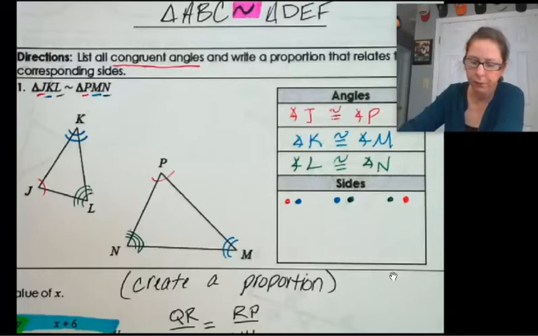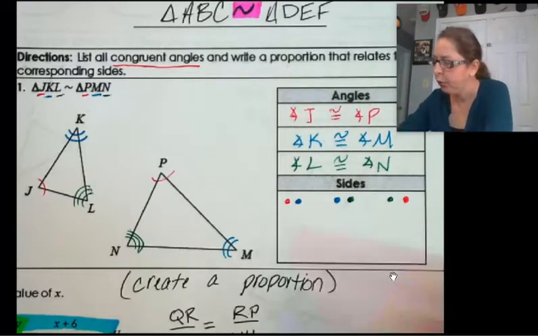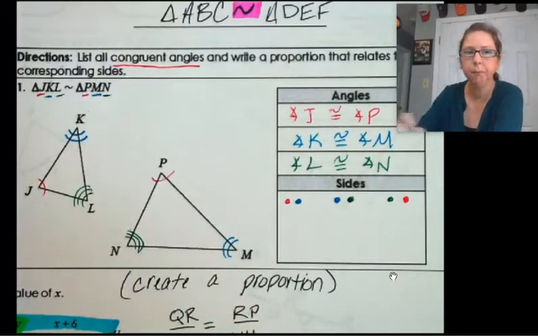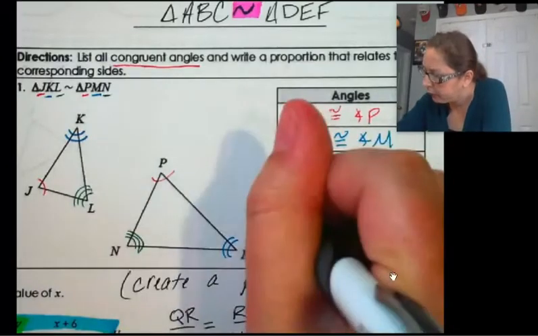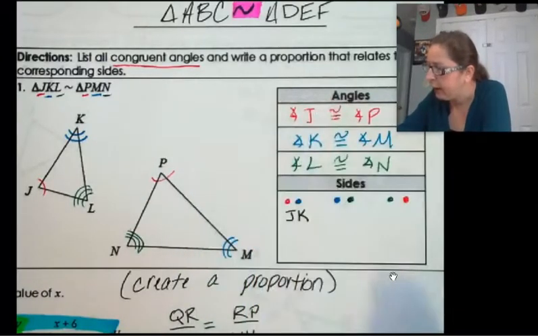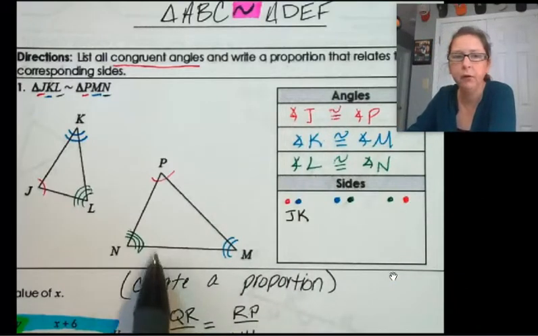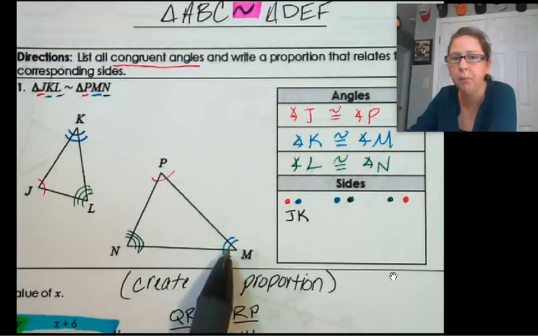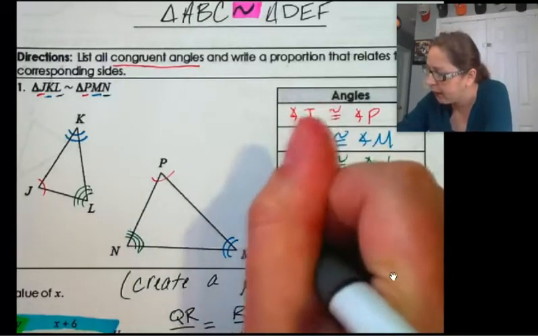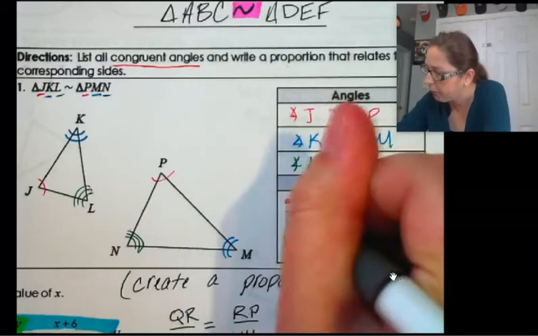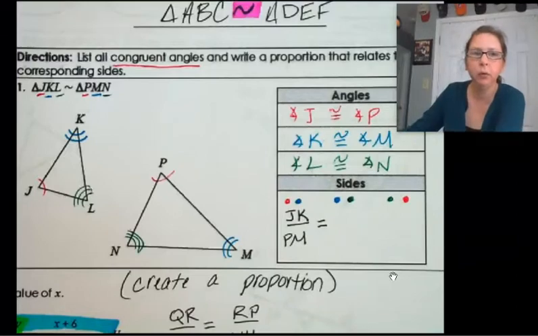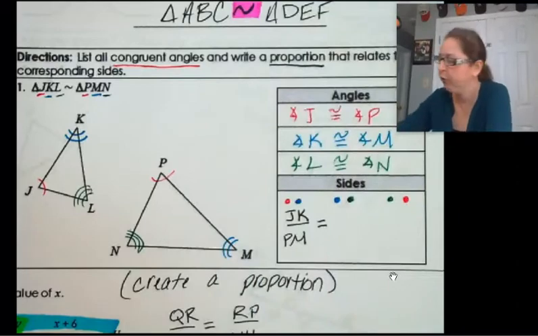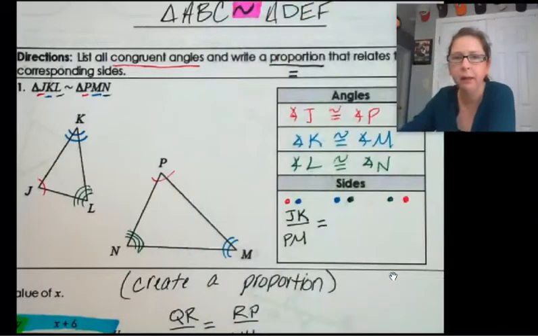Okay, so for side red to blue, that is going to be JK. And that's going to correspond to the other triangle. Again, I need to put them in the proper order. So it has to start at red and go to blue. So that's going to be side PM. Okay, now we're writing equals because we're writing a proportion. So when I do a proportion, I use an equal sign.